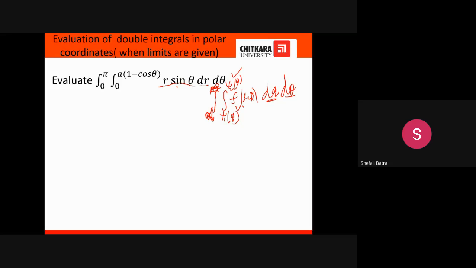So how will you evaluate? See, this is in terms of theta. So if I integrate it with respect to r, keeping theta constant, and then put this limit in r, then after solving this integral you will be getting everything in terms of theta, and then you need to integrate with respect to theta. So first we will be integrating it with respect to r, keeping theta constant. So let us do it.